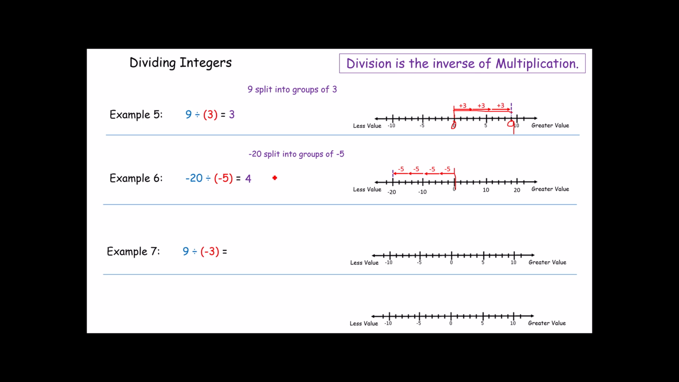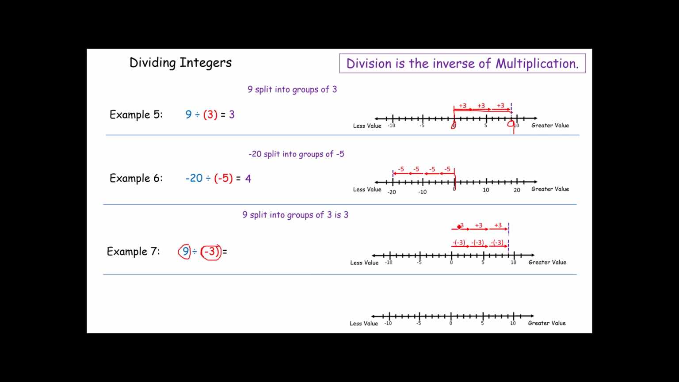How about this one? 9 divided into -3s. This one's a little bit weird. If I want to split 9 into groups of 3, I know that it's going to be 3 3s. 1, 2, 3. But how do I take a 9 and split it into -3s? That's a little harder for me to visualize.